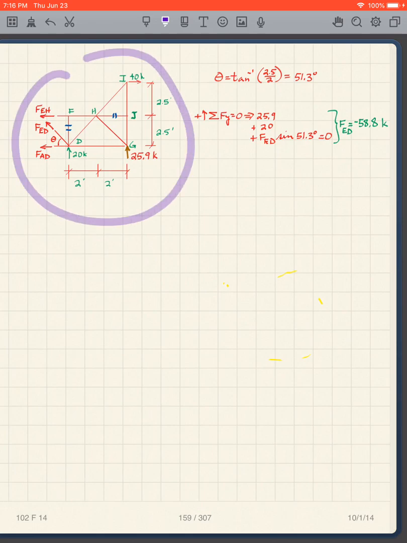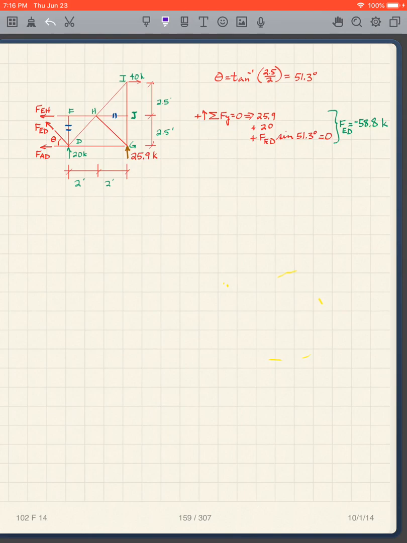So I simply look at this, and I take the sum of the forces in the y direction equals 0. My theta is 51.3, so you can look at that. And this has no impact on the equation, this has no impact on the equation. So all I have going in the vertical direction are this, this, and this. Use the sine of theta: FED sine theta, plus 25.9 plus 20. Solve for FED, I get negative 58.8.